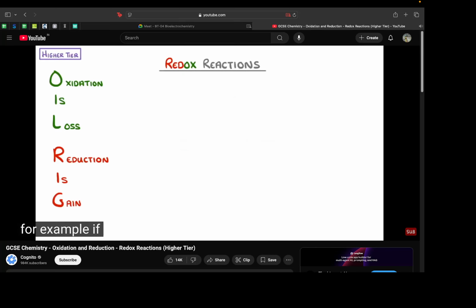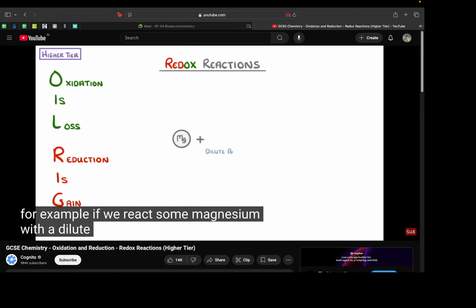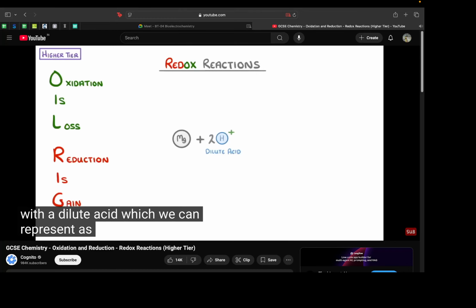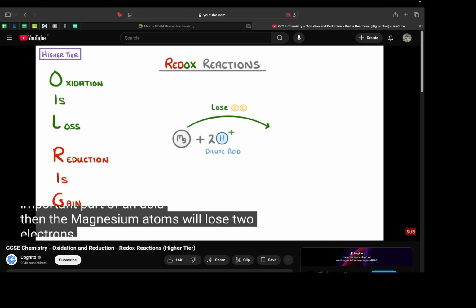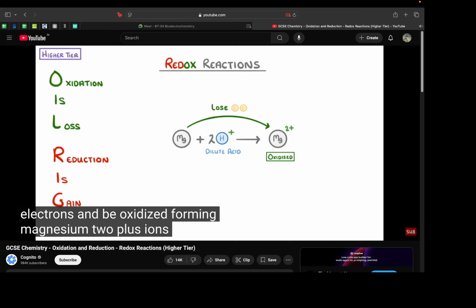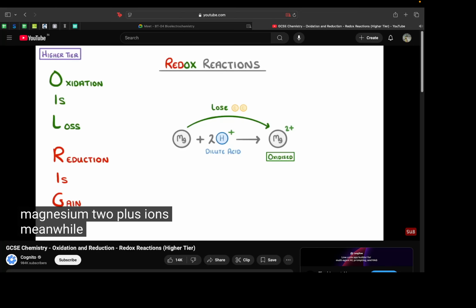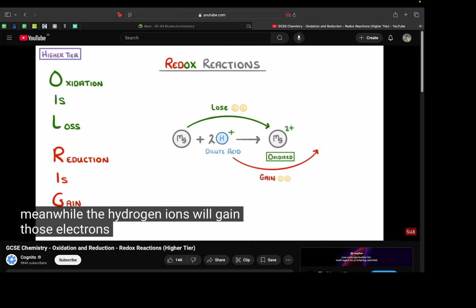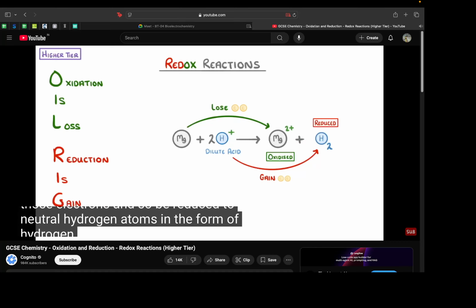For example, if we react some magnesium with a dilute acid, which we can represent as H+, because that's the important part of an acid, then the magnesium atoms will lose 2 electrons and be oxidized, forming magnesium 2+ ions. Meanwhile, the hydrogen ions will gain those electrons and so be reduced to neutral hydrogen atoms in the form of hydrogen gas.